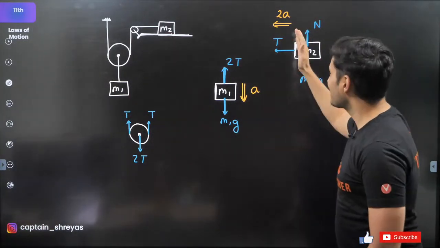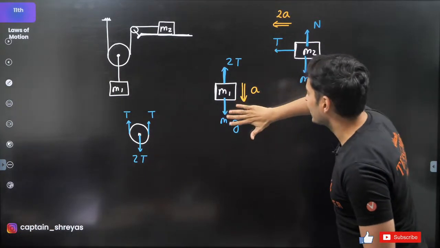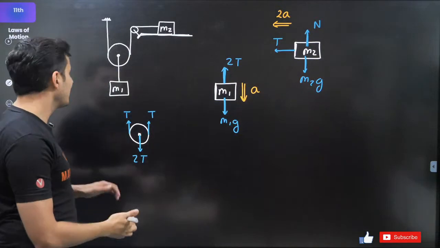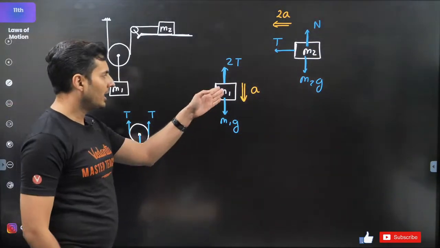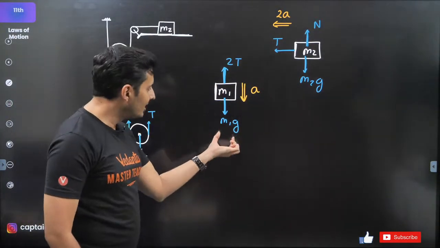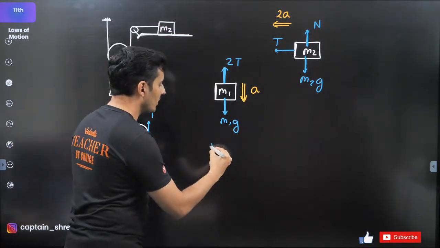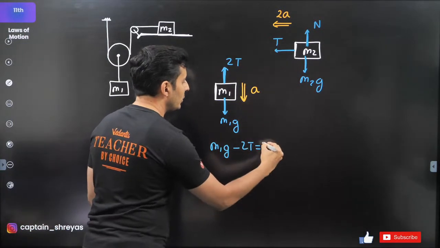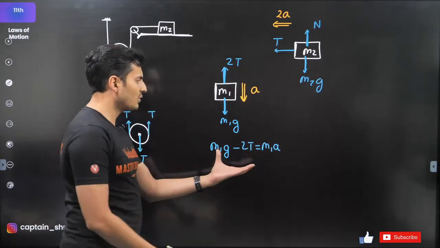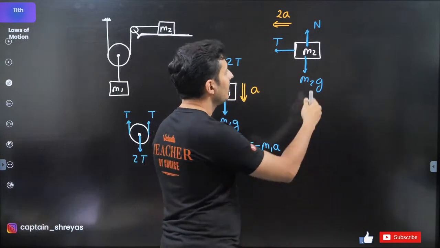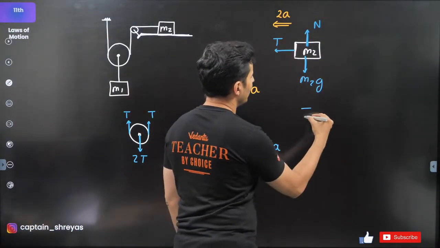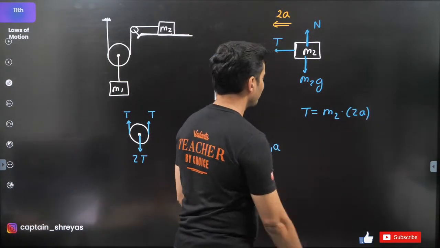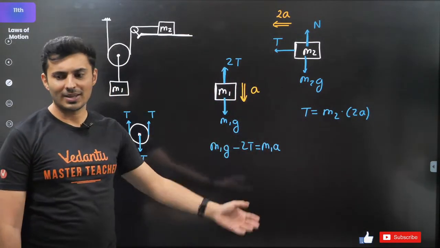Okay, so if this is T, this is 2T, this will have acceleration a, that will have 2a acceleration. That's all. So after this, writing equations is not a big deal. Like this mass is coming down, so this will be the bigger force. So you're just going to say m1g minus 2T is equal to m1 into a. That's for this mass. And for this guy, there is only one tension, that's it. So tension will be equal to m2 into acceleration, which is 2 times a. That's it. Substitute, solve, you'll get the answer.